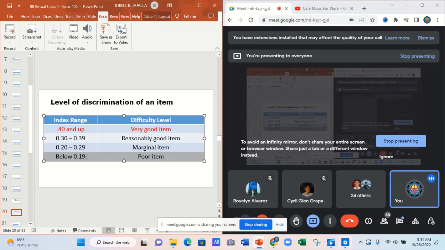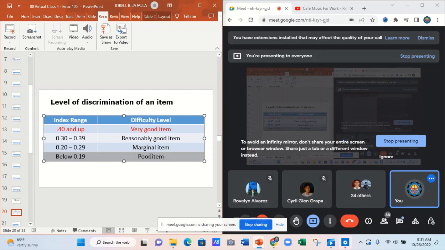Okay? That means it cannot discriminate between the upper group and the lower group. What that means is that with negative discrimination, the lower group outperforms the upper group.